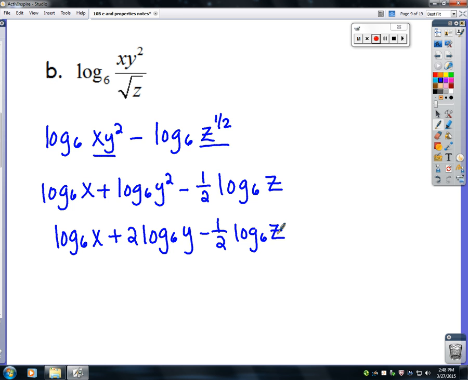All right, do we have any numbers we can simplify? No, we've got variables in the place of where our numbers should be, so that's the best we can do. We've expanded it and simplified it as much as we can. Took a short problem and made it long. That's what expanding is.